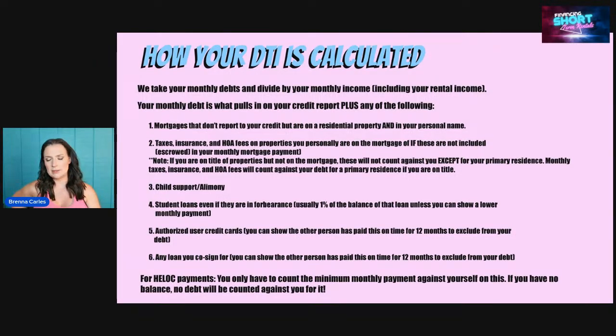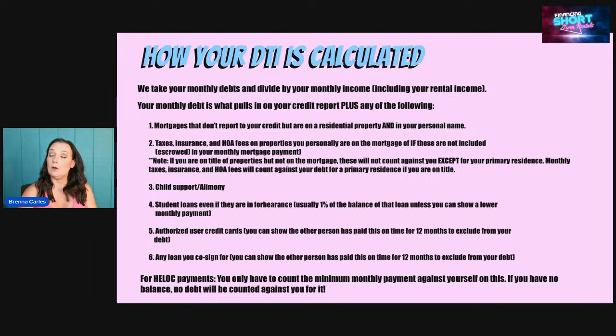The only time we would take that into consideration on any other properties you own and you're just on the title of is if you wanted to use the rental income on those properties to help qualify you. Then we would put that in our calculation. Child support, alimony, that has to count against you, unfortunately. So you do put that in as a debt.